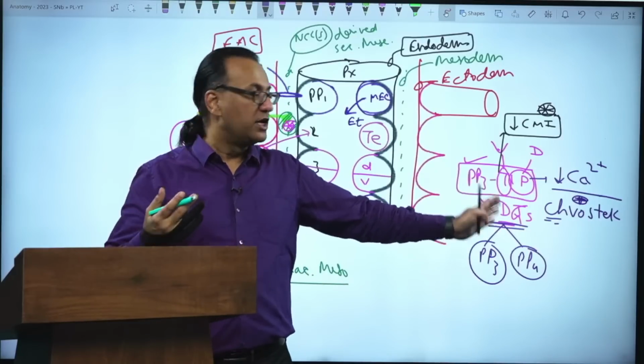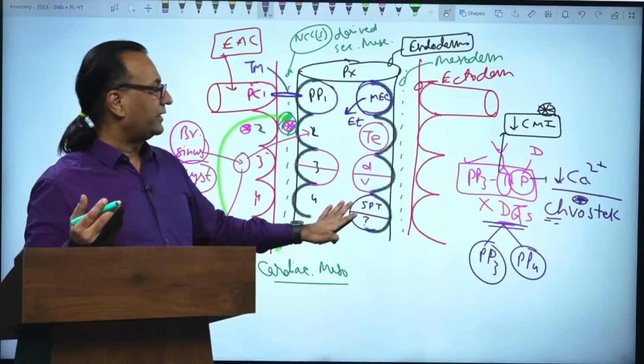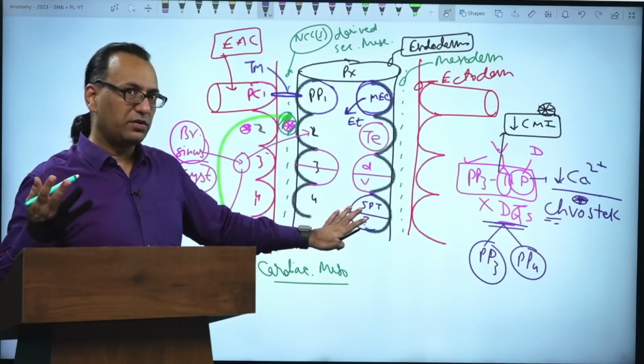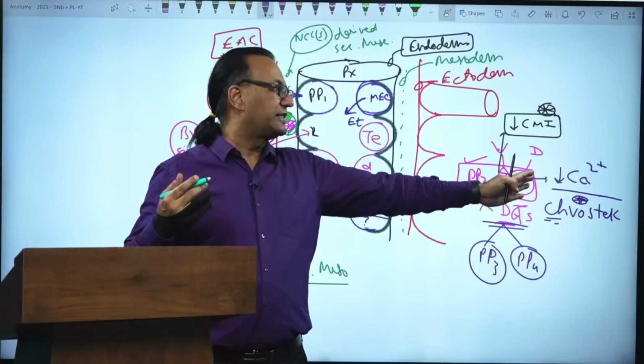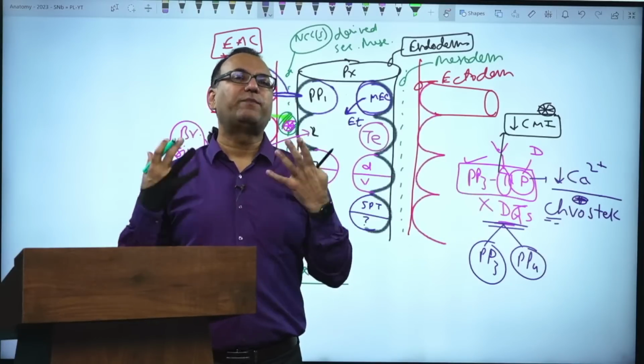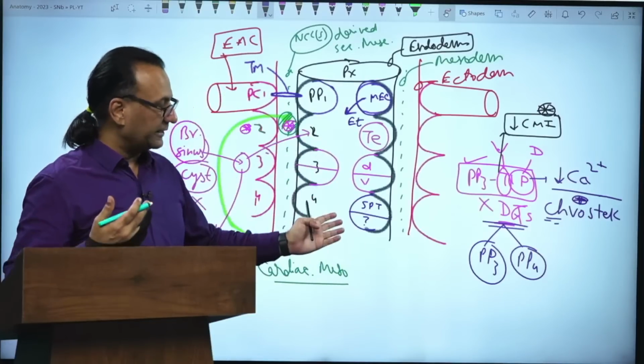DiGeorge syndrome, pouch 4 is missing. So superior parathyroid is missing. If superior parathyroid is missing, there will be less parathormone. If there is less parathormone, there will be hypocalcemia. Hypocalcemia is because of deficiency of parathormone, because the parathyroid gland is missing.